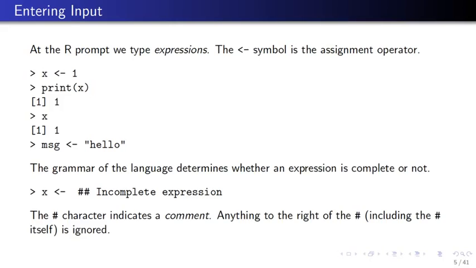So the grammar of the language determines whether an expression is syntactically correct or not, or whether it's complete. For example, if I just type x followed by the assignment operator and I don't type anything else, that's not a complete expression. And so when I hit enter, nothing will happen because it's waiting for the expression to be completed. The other thing I've got here is this hash symbol. It indicates that everything to the right of it is a comment. And so the R engine will ignore anything to the right of that symbol. So you can put comments or notes to yourself in code, and R will just ignore those comments.